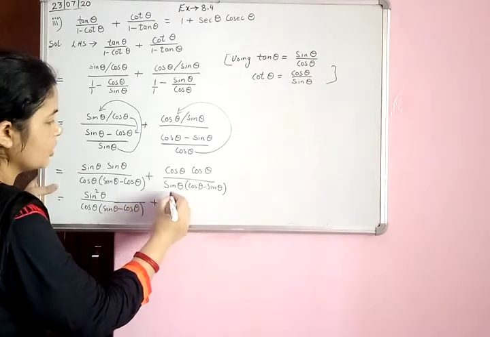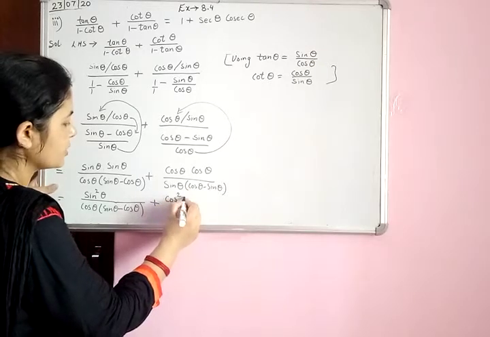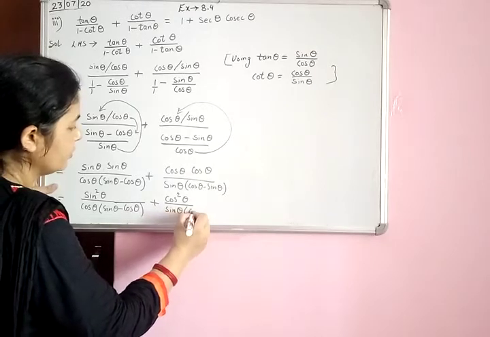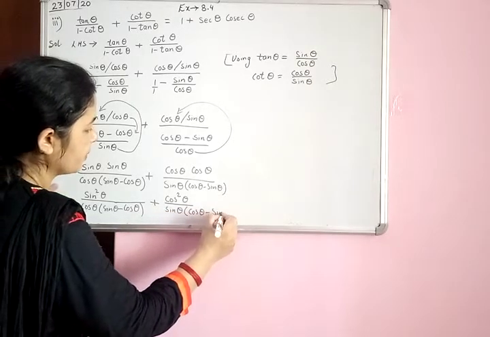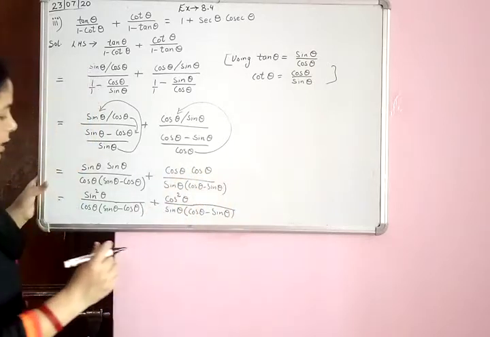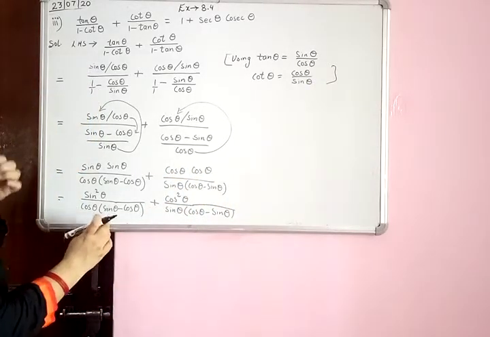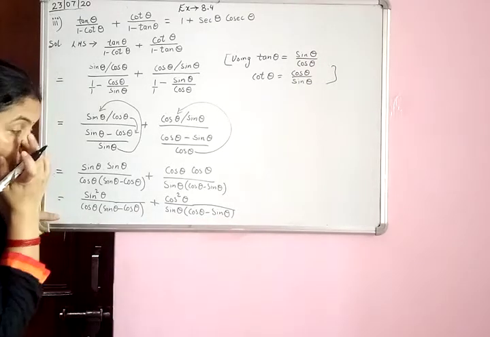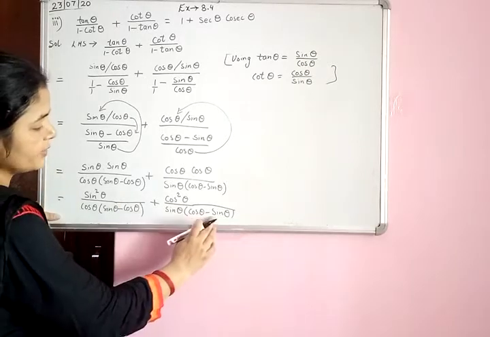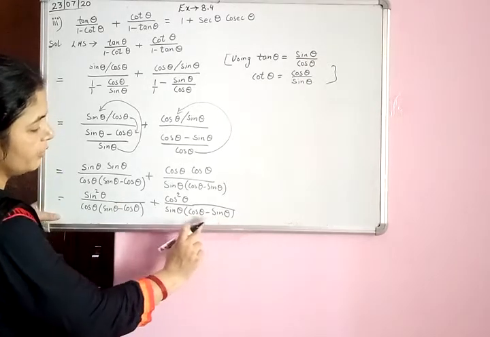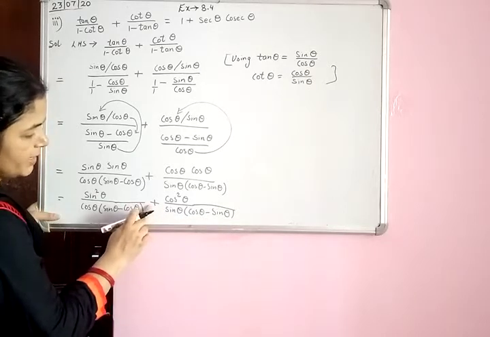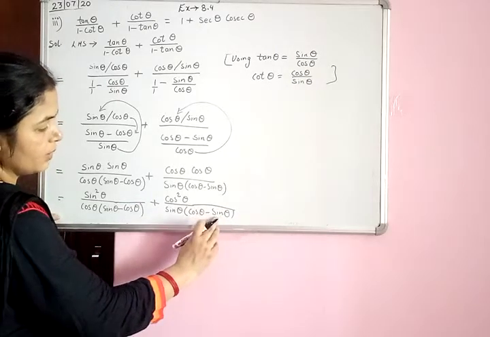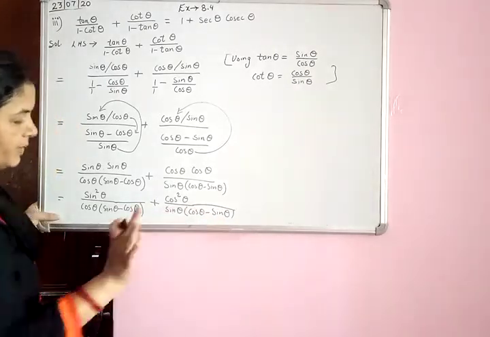Okay, then plus cos theta into cos theta, cos square theta upon sine theta into cos theta minus sine theta. Okay, now look at here, in the bracket we have sine theta minus cos theta, but here we have cos theta minus sine theta. So what I can do here, if I take negative sign common from this denominator, then this plus will convert into minus. Okay, and this bracket will convert into plus sine theta minus cos theta. I hope it will be clear to you all.